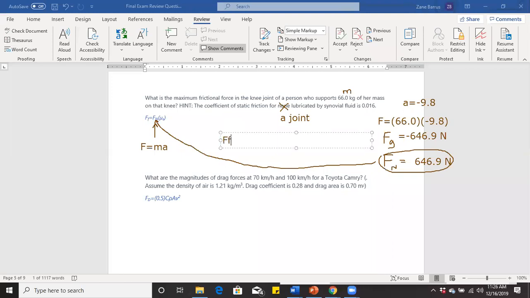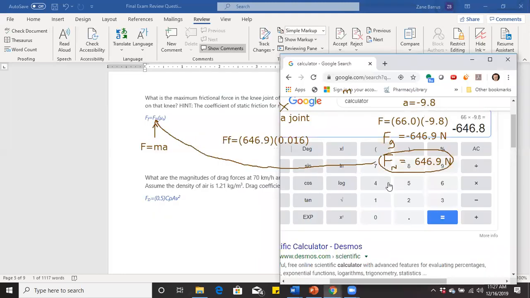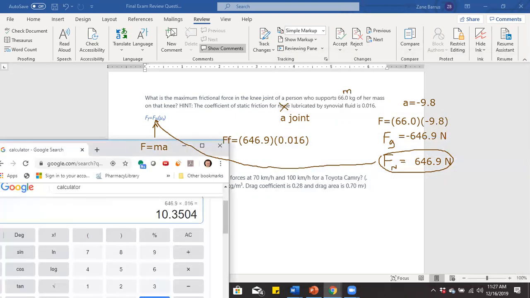So I know that the force of friction from that equation, so F sub F is going to be equal to my normal force, which I just calculated 646.9, times by the coefficient of static friction, which I gave you in the problem as being 0.016. That was given to you in the hint section of the problem. So 0.016. If I multiply these two numbers together, I should get my friction force. Okay. So if I take 646.9 times it by my coefficient of static friction, okay, which means the force of friction that this joint is experiencing is about 10.35 newtons. Okay, so 10.35 newtons, and that would be your answer. Okay, right there. Let's keep going.